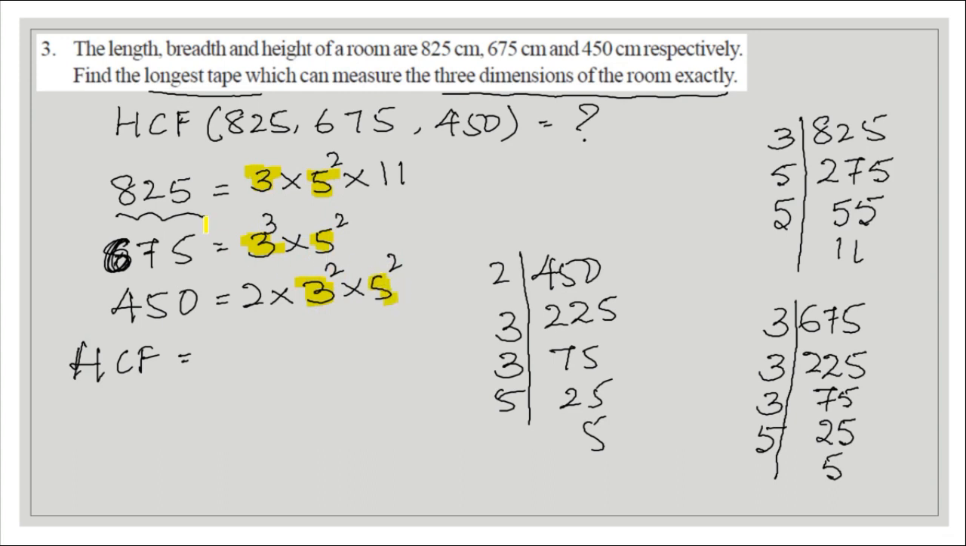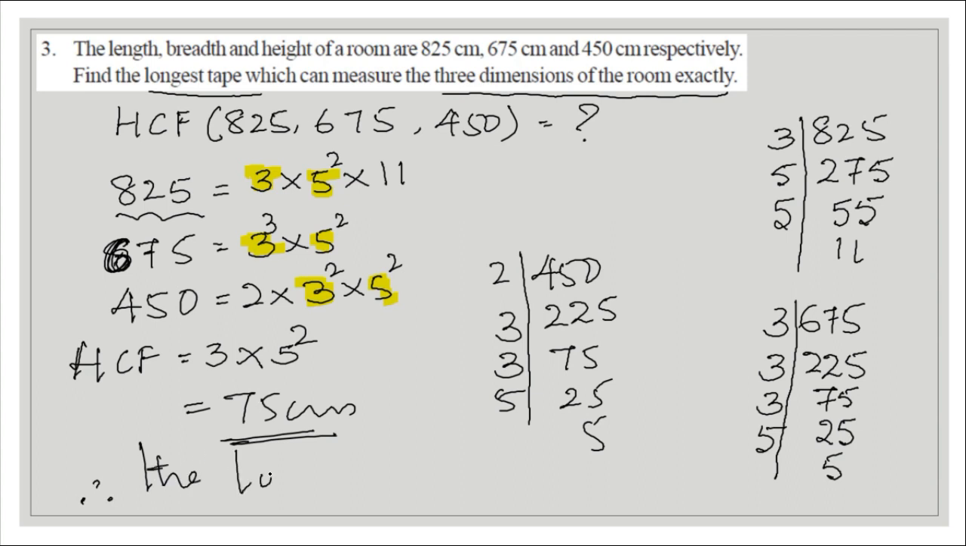So I have to find out the least power of 3. The least power is just 1. So 3 into 5 has the minimum power of 2. So 3 into 5 square is 75 centimeter. This should be the longest tape. Therefore the longest tape required is 75 centimeter.